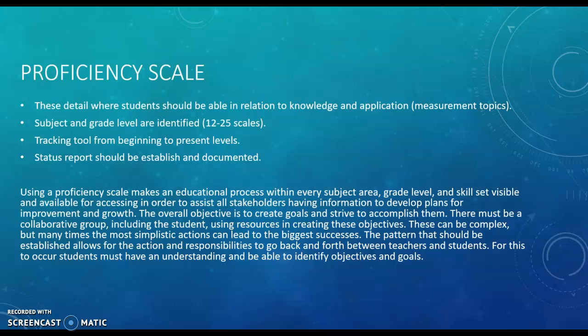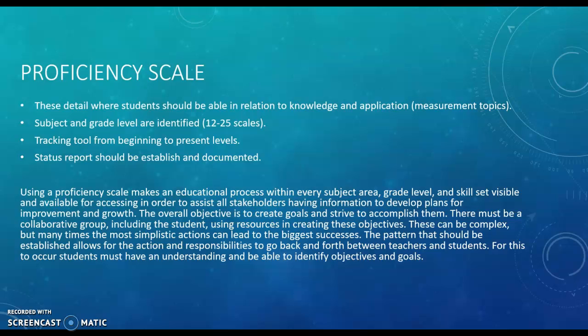Proficiency scale. These detail where students should be in relation to knowledge and application. Measurement topics. Subject and grade level are identified. There should be between 12 and 25 scales. Tracking tool from beginning to present levels should be utilized and a consistent part of the evaluation. Status report should be established and documented.